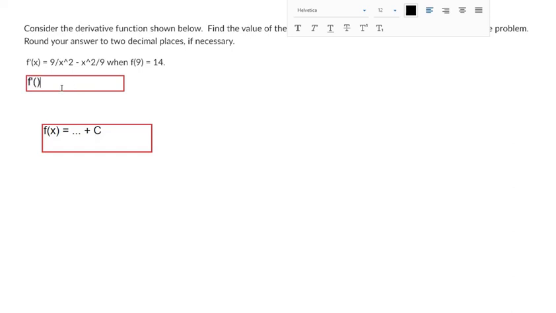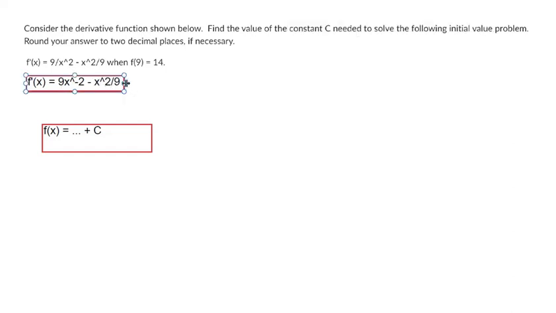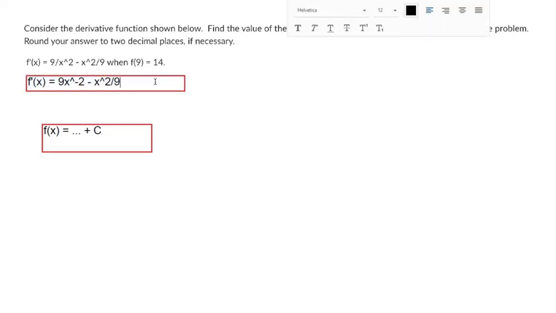So another way of writing this is 9x to the negative second subtracted by, that's fine, x squared over 9. That x squared is in the denominator, so it's a negative exponent. And so when we're considering the antiderivative, meaning we're going back up from the derivative, the powers need to increase by 1. Because when you take a derivative, the powers decrease. So if we're going in reverse, the power should increase by 1. So this is going to be x to the third over 9.